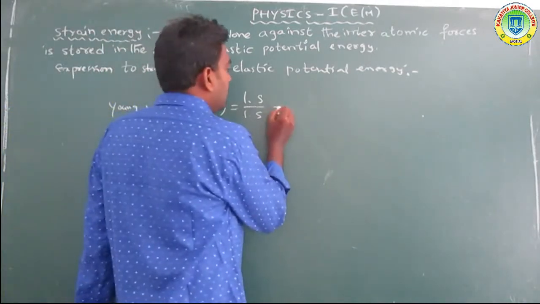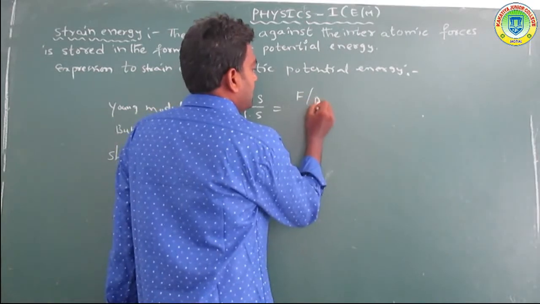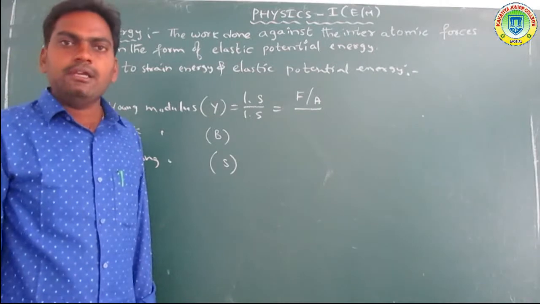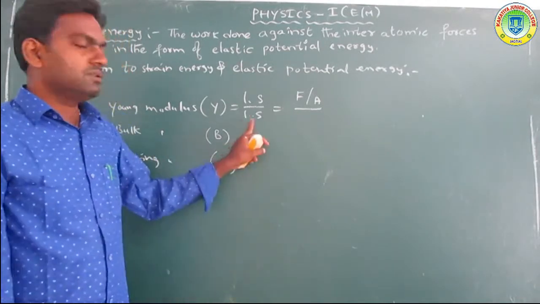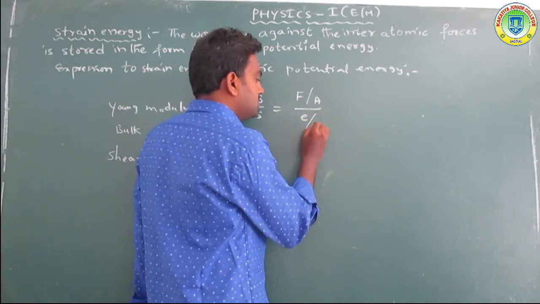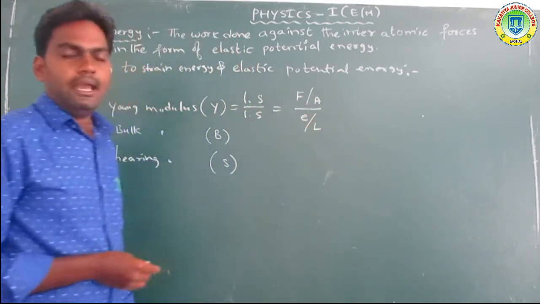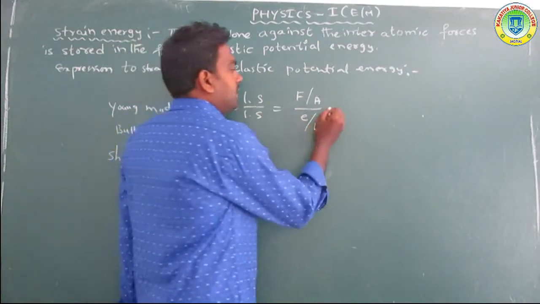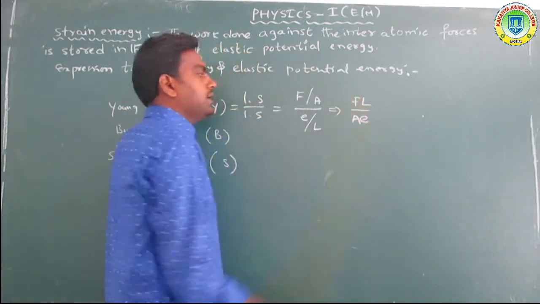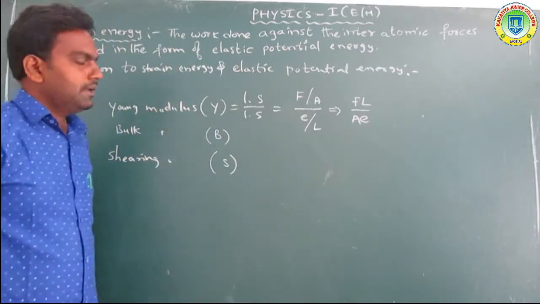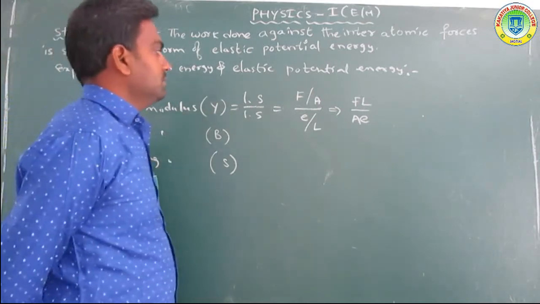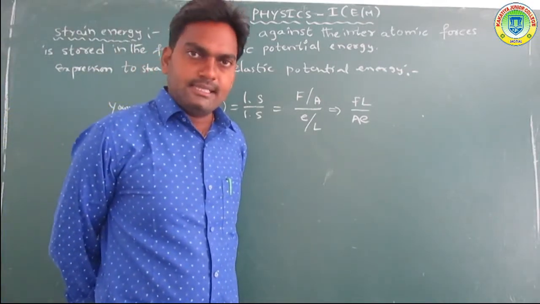F by A is the longitudinal stress. Longitudinal strain is the change in length divided by the original length. So we can write the Young modulus Y is equal to FL by Ae. That is called the Young modulus.